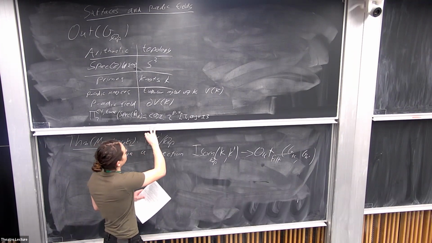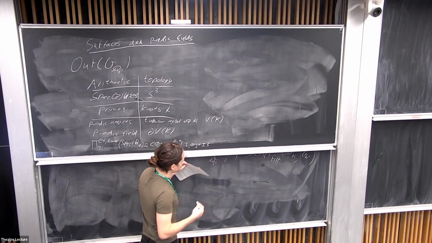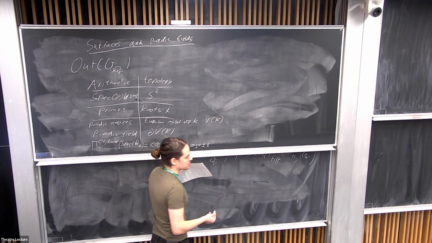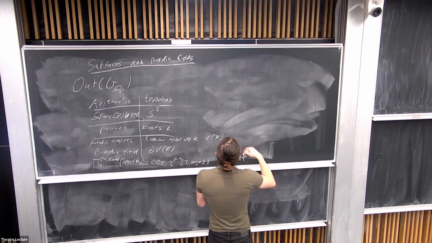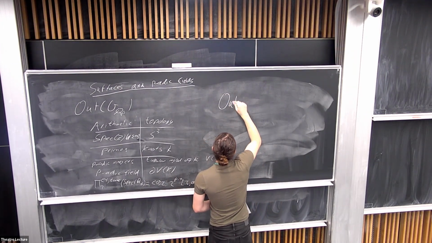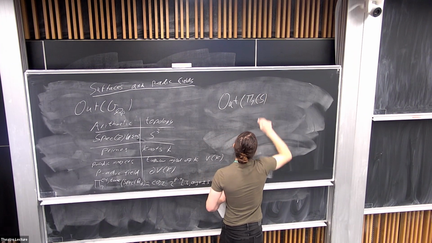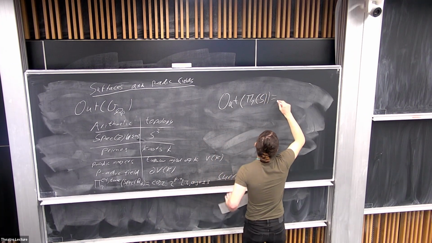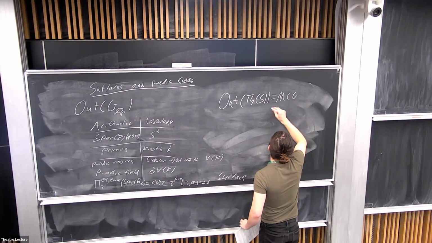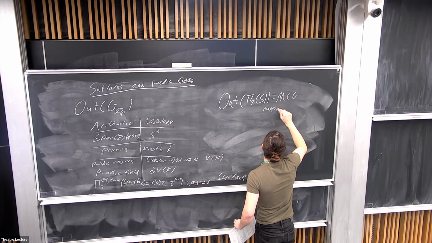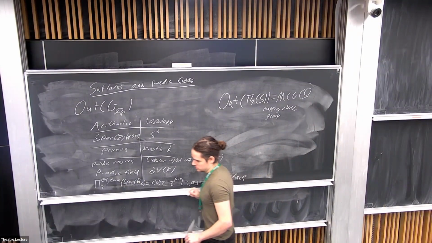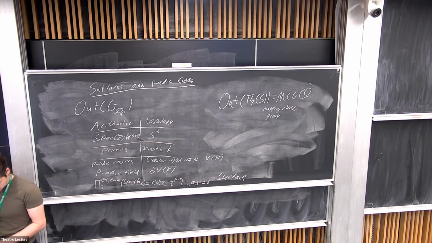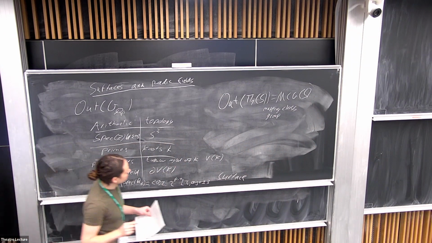And following this analogy, well, if Q_p should be thought of as some surface, then what are the outer automorphisms of pi_1 of a surface? This is the mapping class group of the surface, which I will say a few words about. So what is the mapping class group?